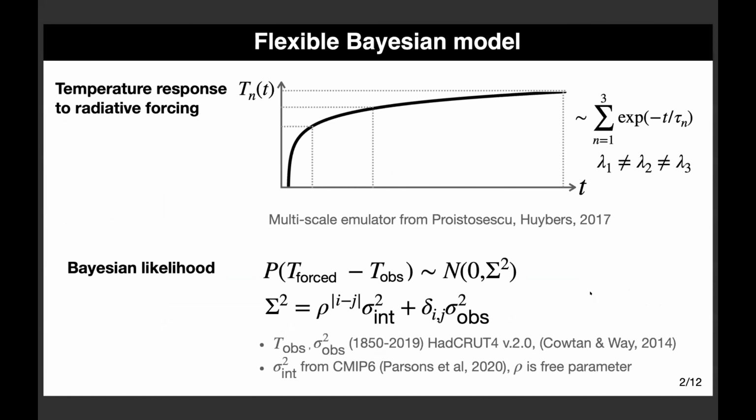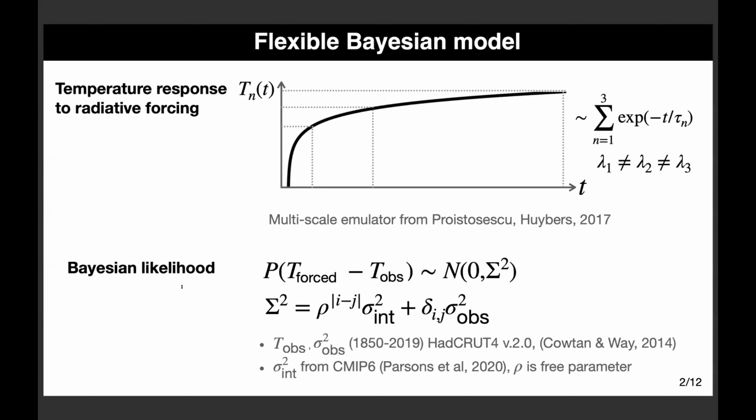For the temperature response to radiative forcing, we use the emulator of Proistosescu and Huybers. And this linear response function has 3 timescales, and critically a different radiative feedback for each timescale. And physically, it's equivalent to the emulator used in AR6 to constrain future projections.